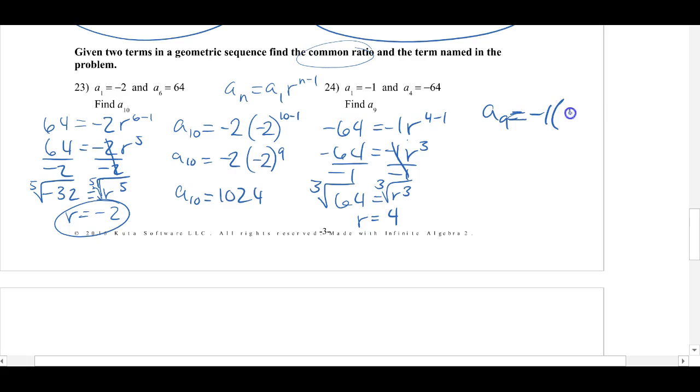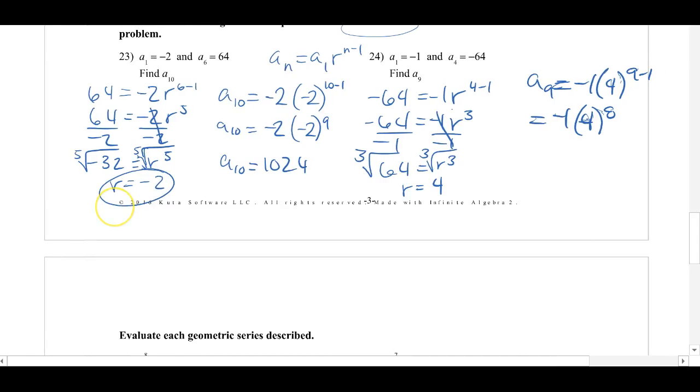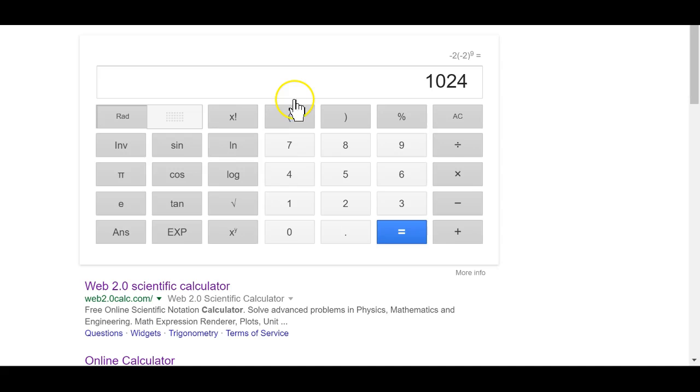times the ratio, or r, which is 4, raised to the 9 minus 1, because we're looking for the ninth term. So we get negative 1 times 4 to the 8th. Okay, let's plug that in. So now 4 to the 8th, so negative 1 times 4 raised to the 8th. So negative 65,536.